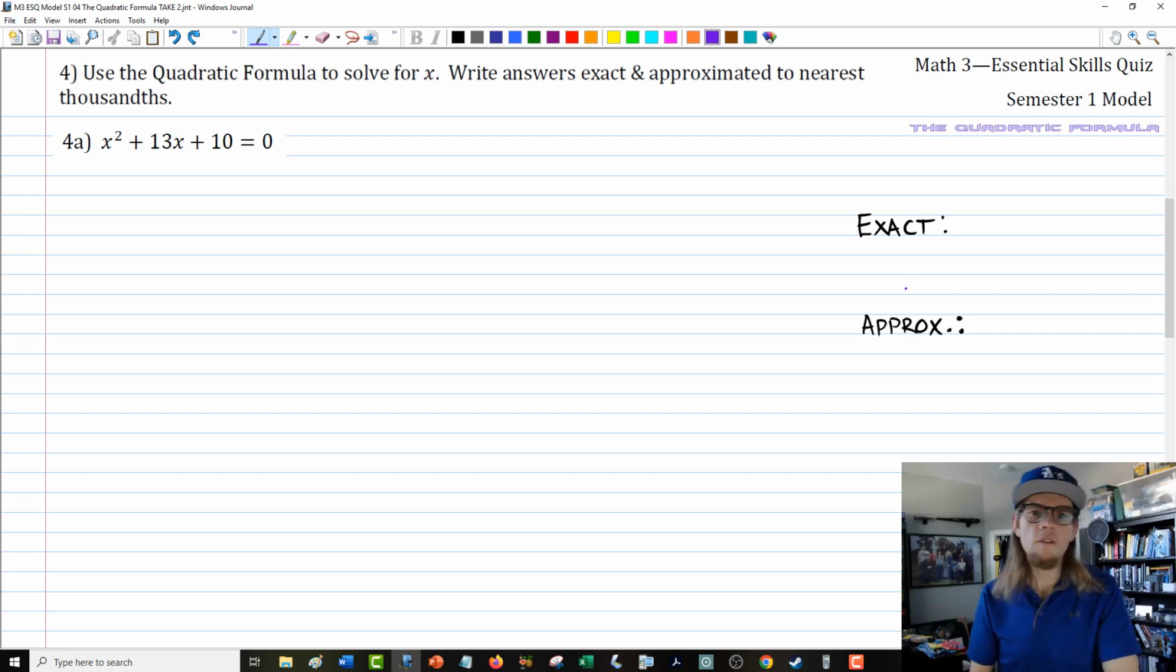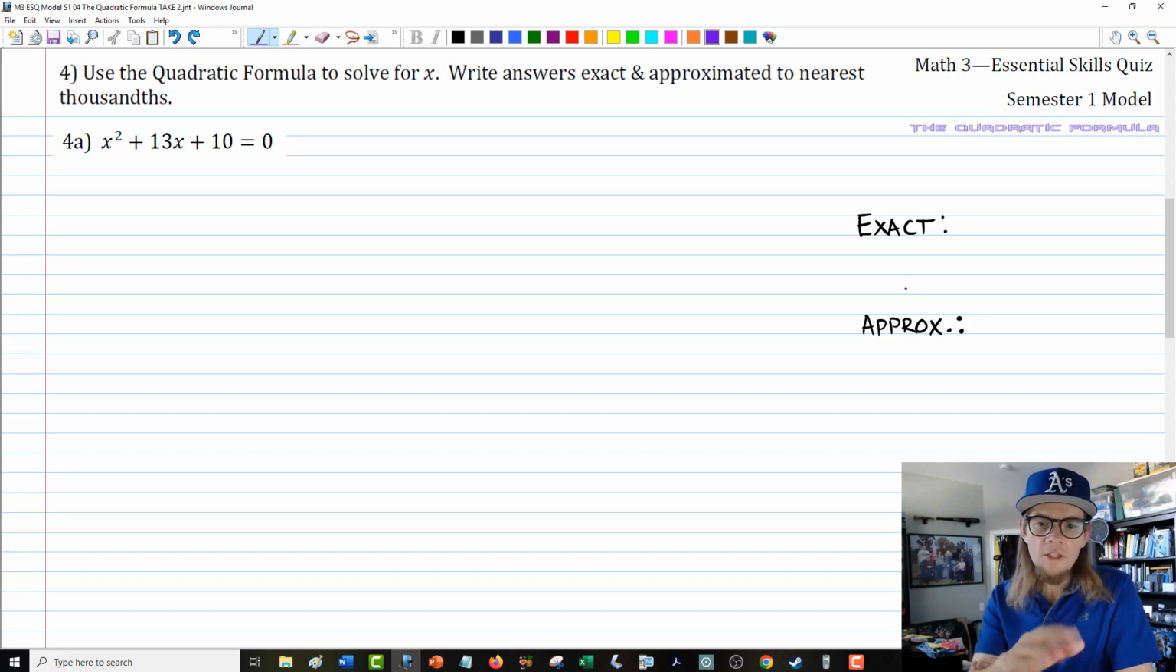So the instructions here are pretty straightforward. They're the same for all three of the problems here because it's the same for every question. Number 4 on your Essential Skills quiz tells us to use the quadratic formula to solve for x, and then to write our answers in exact and approximate form, rounded to the nearest thousandth. So I've got space over on the right side of the screen for exactly that. But in here, the first instruction is to use the quadratic formula to solve for x.